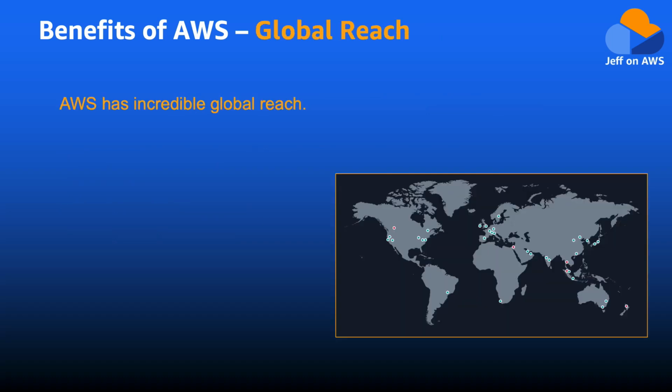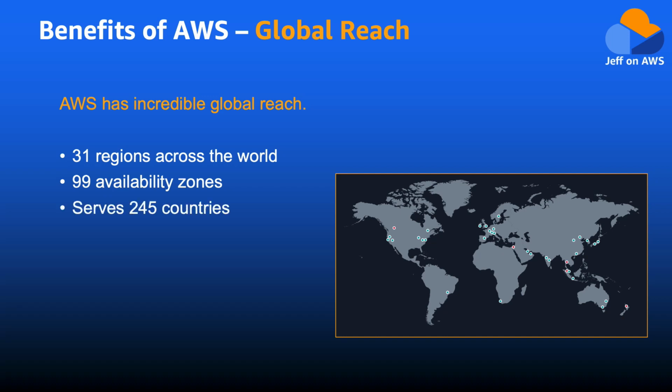Let's talk about AWS's global reach. AWS has incredible global reach, as you look at that map on this slide. There are 31 regions across the world that are available to you to provide services to your employees or to your customers. They have 99 availability zones across those regions for greater availability. They serve 245 countries for their compute resources, which is a perfect example of global reach.